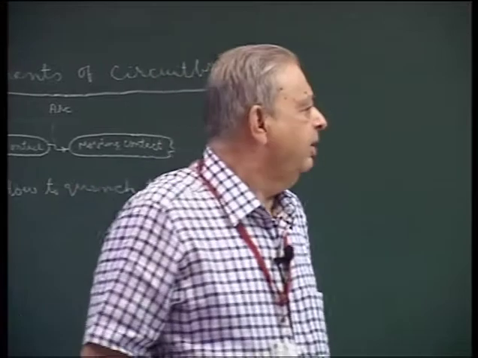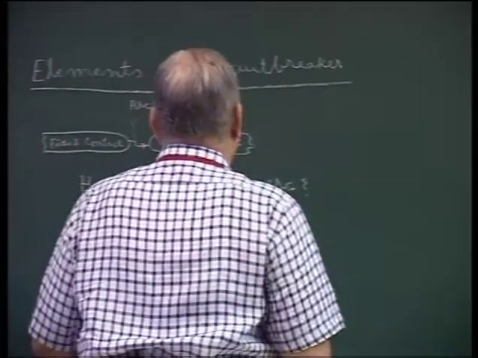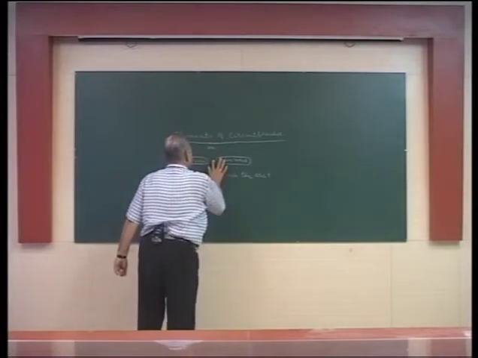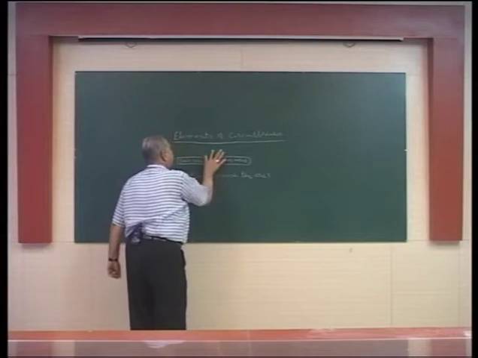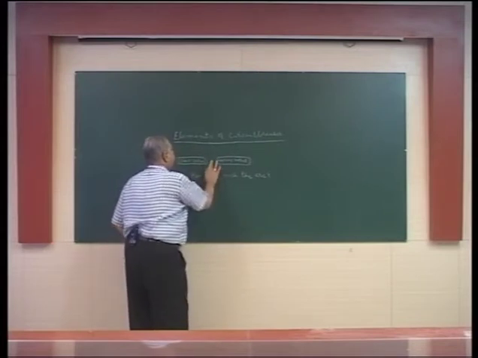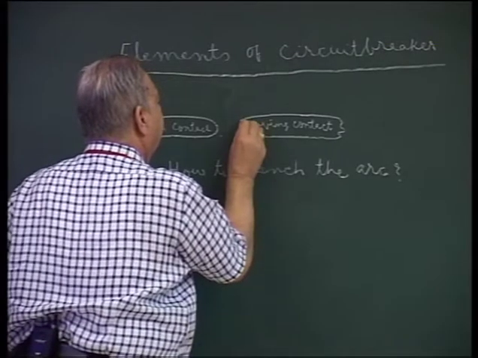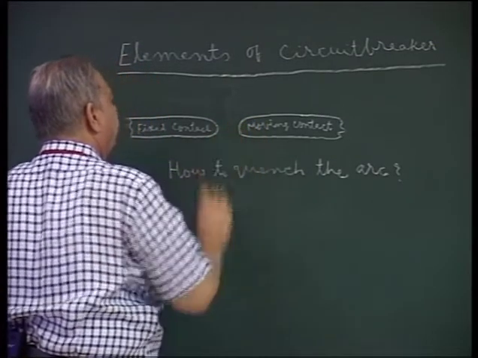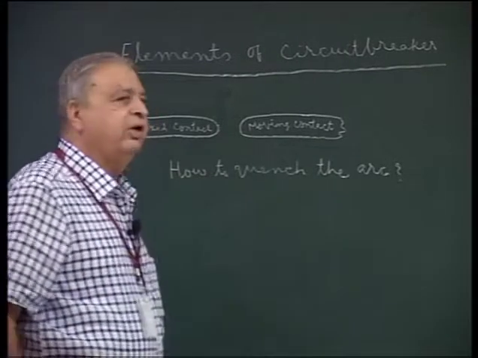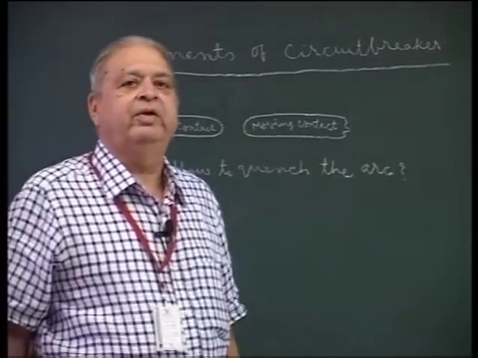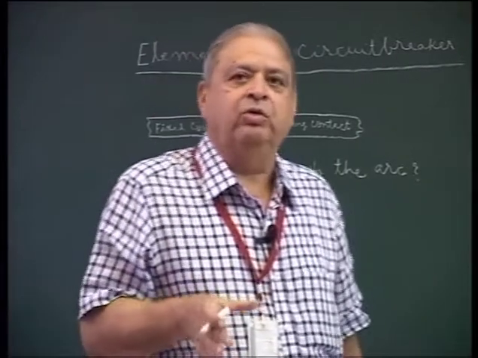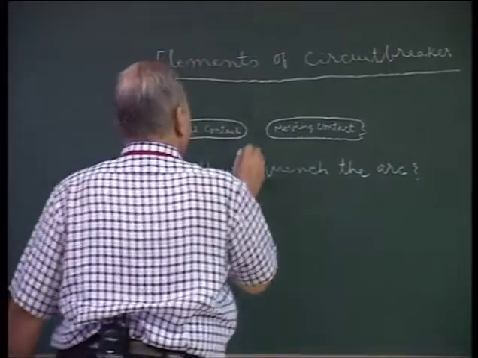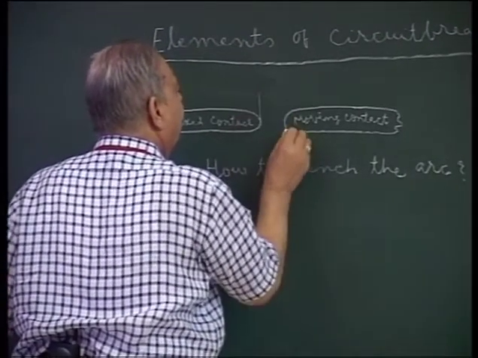Now when the arc is extinguished at current zero, we have a situation like this. And when there is no contact between the fixed and moving electrodes, then the voltage across these two will rise. So there will be a voltage. When there is no arc, there will be a voltage.